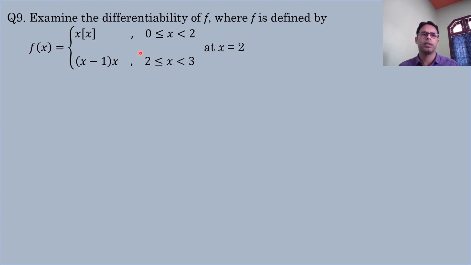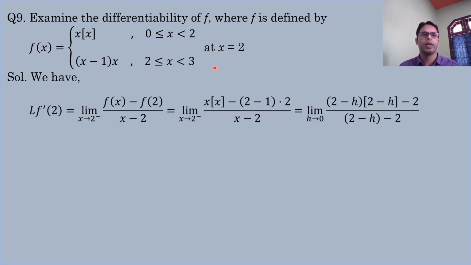Similar method, just the function is the greatest integer function, and if you have knowledge about the greatest integer function, the problem is not tough, it is a very simple question. You see, to check at x equal to 2, we need LHD at 2 and RHD at 2. So LHD at 2: x tends to 2 minus, the function derivative definition, this is the differentiability definition. x tends to 2 minus means x is less than 2, so f(x) is x times the greatest integer of x, and minus f(2).